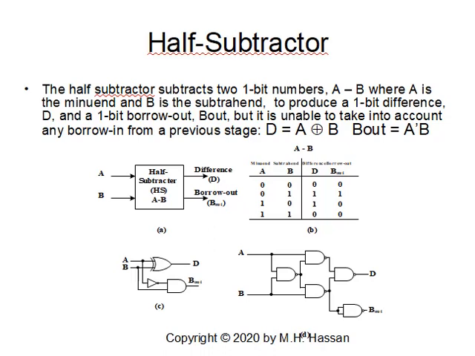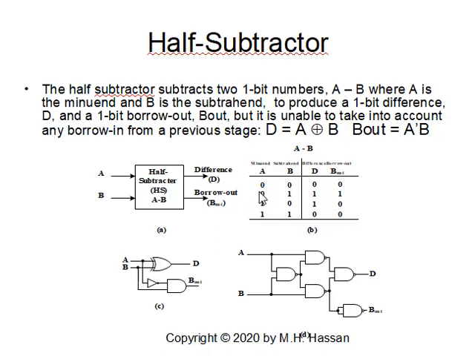But the half subtractor is unable to take into account a borrow in from a previous stage. If you look at the block diagram of a half subtractor shown in figure A, we have 2 one-bit numbers a and b, and the outcome is the difference d and the borrow out b out. Then the truth table is quite simple. We have a and b as the inputs, and d and b out are the outputs. The combinations of 2-bit numbers are 0 0, 0 1, 1 0, 1 1.